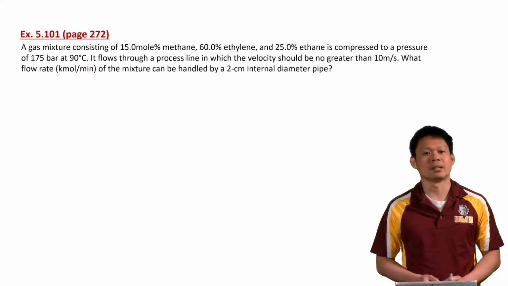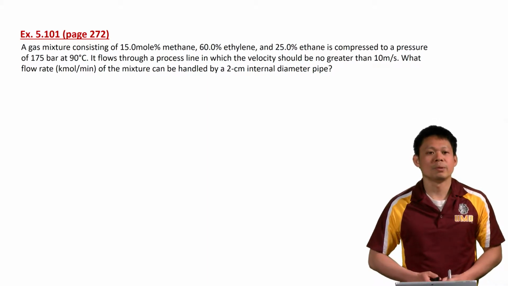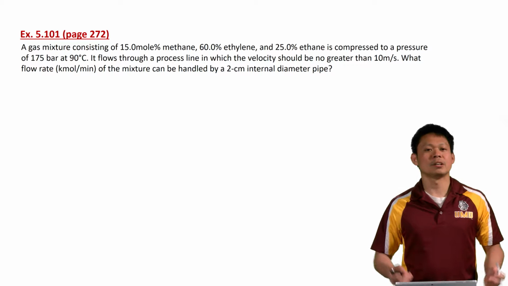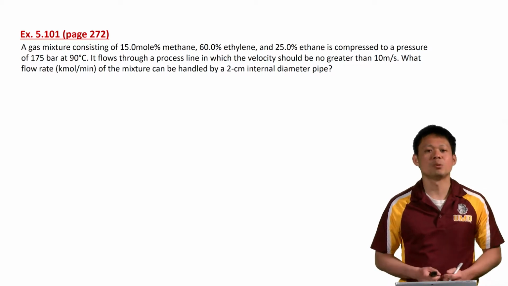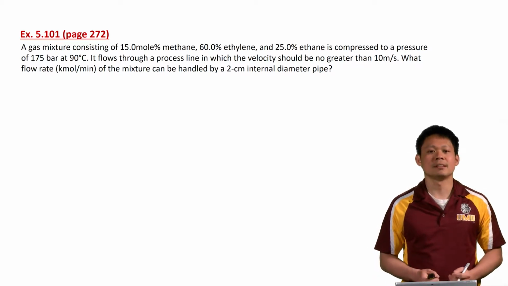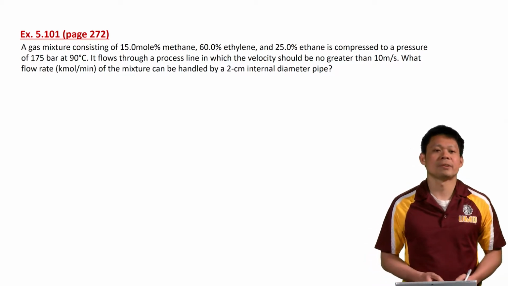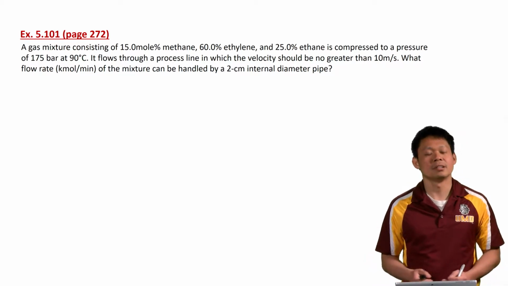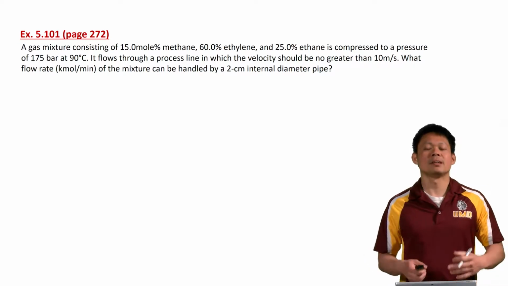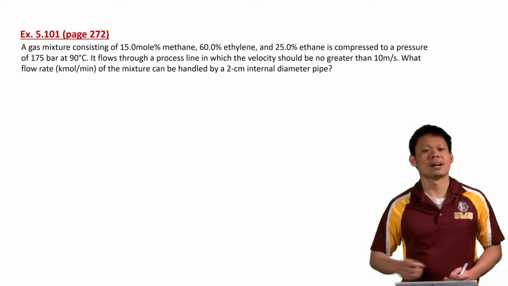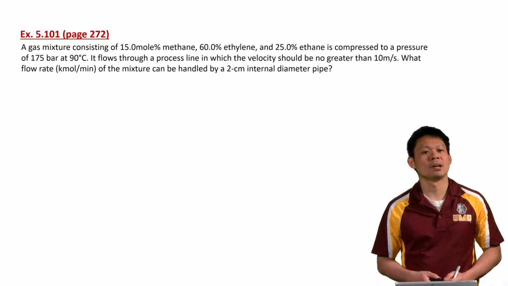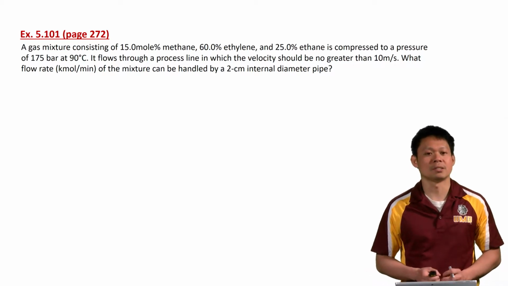I also have it repeated up here. So in this question, we have a gas mixture. We are given the composition of the gas mixture. We have 15 mole percent methane, 60% ethylene, and 25% ethane. It is compressed to a high pressure of 175 bar at 90 degrees C. So if you think about what's going on, now that we have very high pressures, the ideal gas assumption is probably not going to apply, so we need to use a non-ideal equation of state.